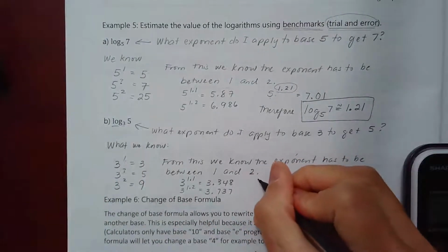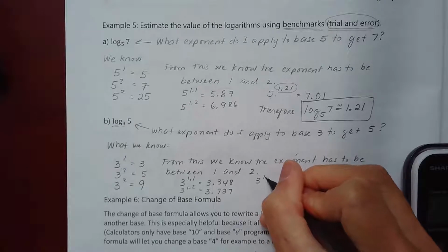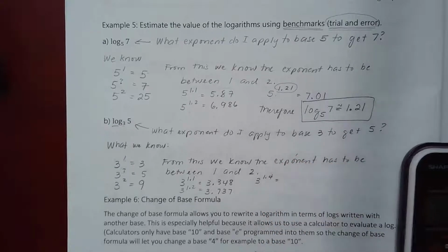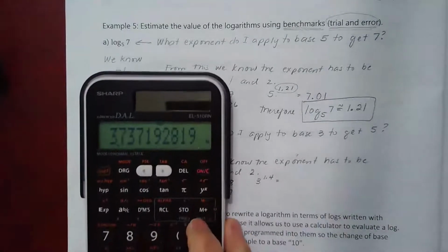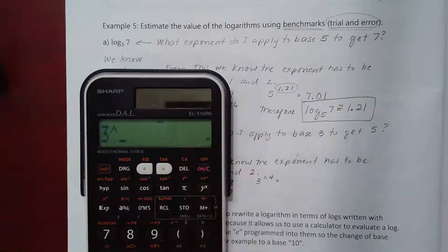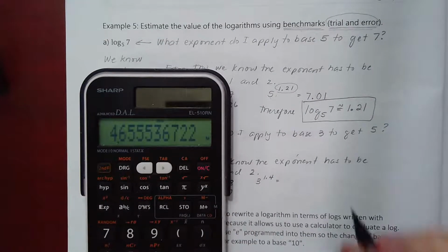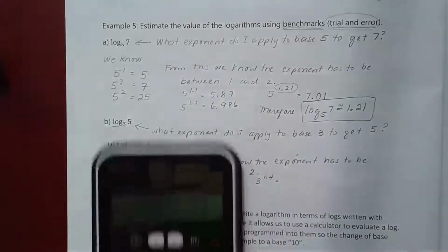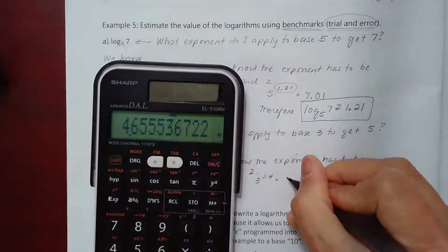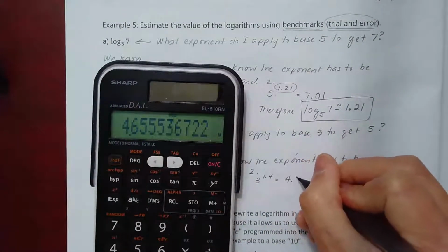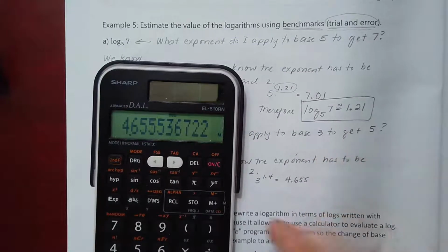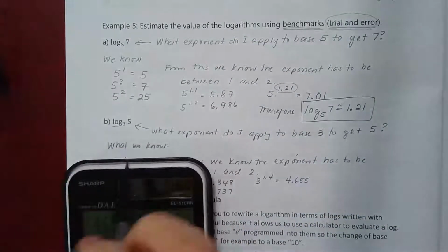So I'm going to actually jump to 3 to the exponent 1.4. Let's see what that looks like. I'm getting closer, 4.655. Okay, I need to go up to 5.